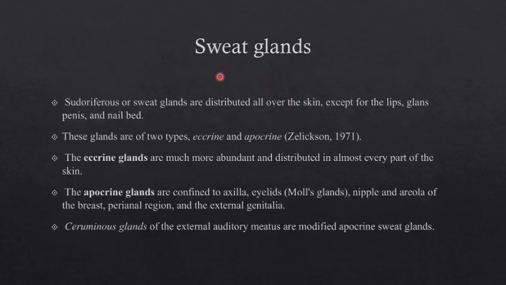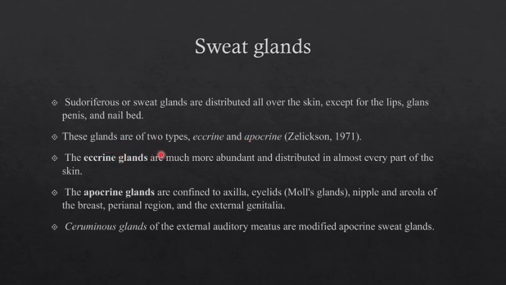Third one is sweat glands. Sweat glands, also called sudoriferous glands, are distributed all over the skin, except for the lips, glans penis and nail bed. You observe sweat on your skin, am I right? But except the lips, glans, penis and nail bed, we won't observe any sweat.